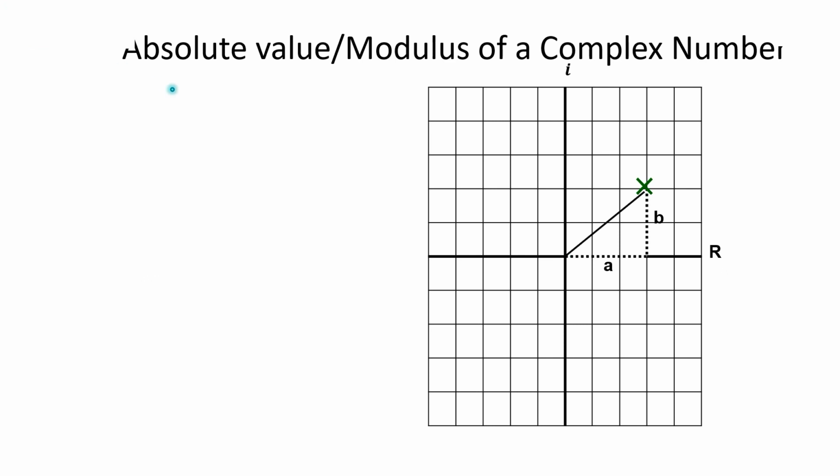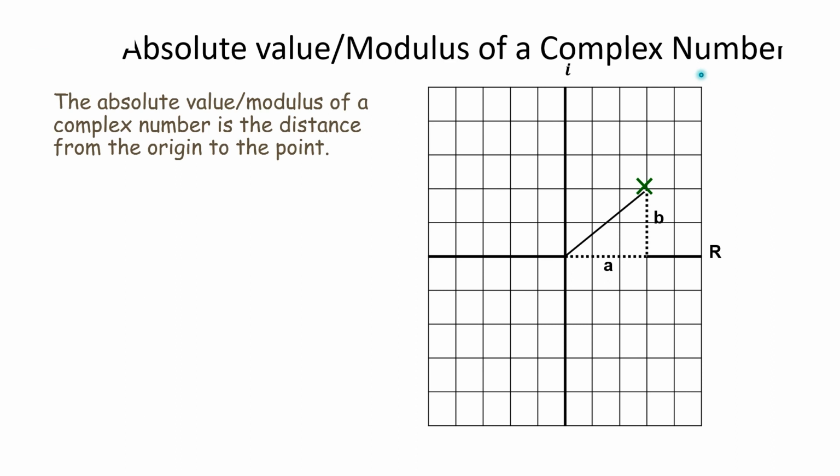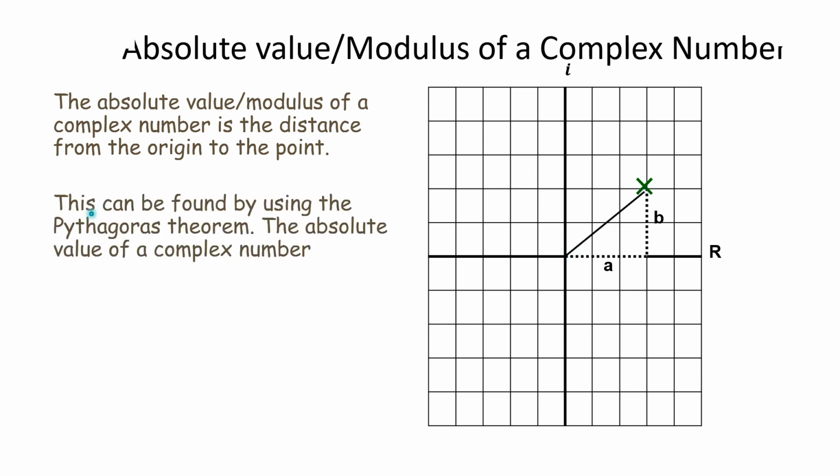Let us now look at the absolute value or modulus of a complex number. The absolute value or modulus of a complex number is the distance from the origin to the point. This can be found by using the Pythagoras theorem. The absolute value of a complex number z equals a plus bi is given by the absolute value of z equals square root of a squared plus b squared.